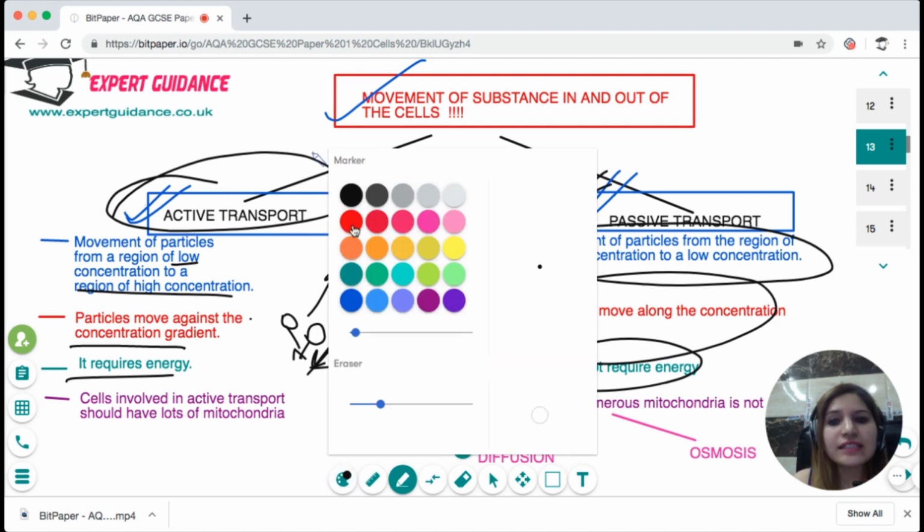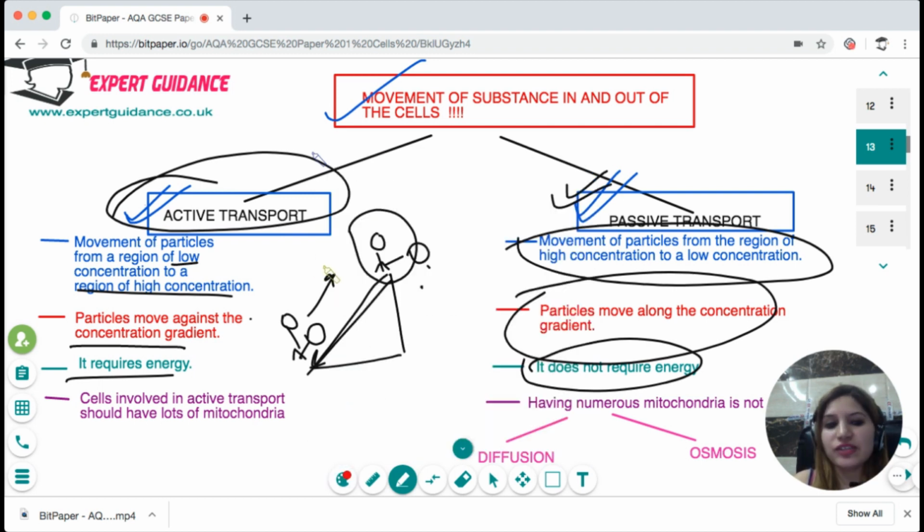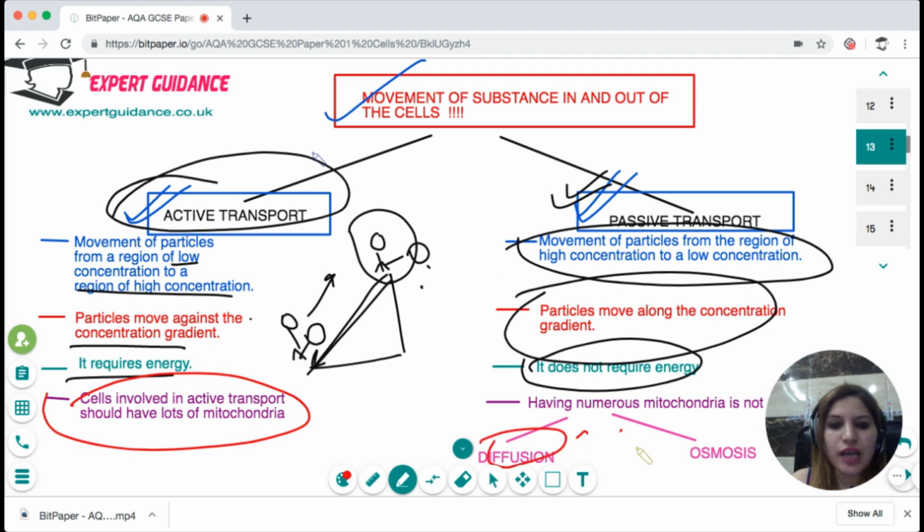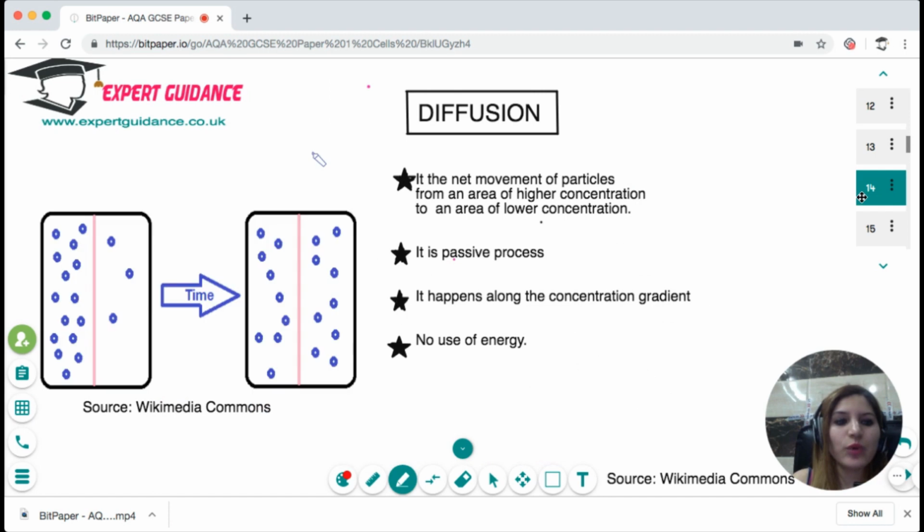Now, since the active transport requires energy, and we know it is the mitochondria that is responsible for making energy for the cell, the cells which are involved in active transport have loads of mitochondria, and in passive transport, having numerous mitochondria is not a requirement. And the passive transport is of two types, diffusion and osmosis. Now, let us see what is diffusion and what is osmosis.